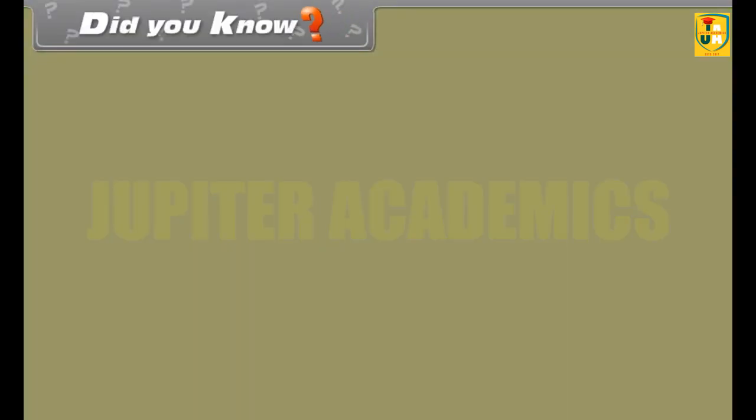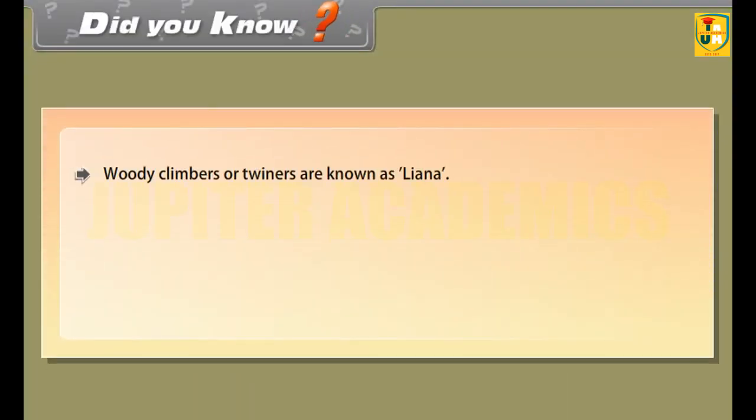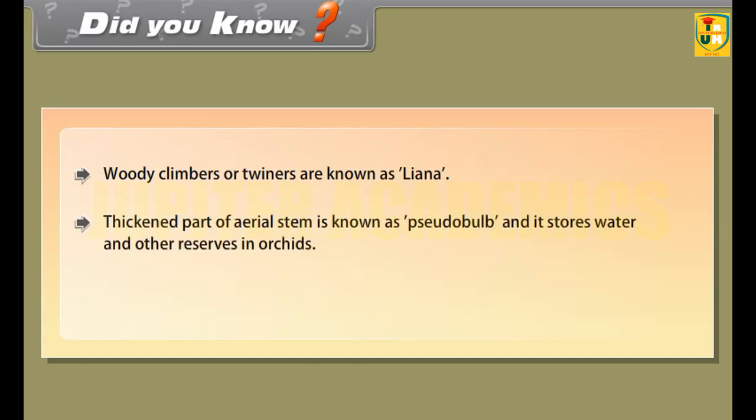Did you know? Woody climbers or twiners are known as liana. Thickened part of aerial stem is known as pseudobulb, and it stores water and other reserves in orchids. Banana suckers are known as sword suckers.